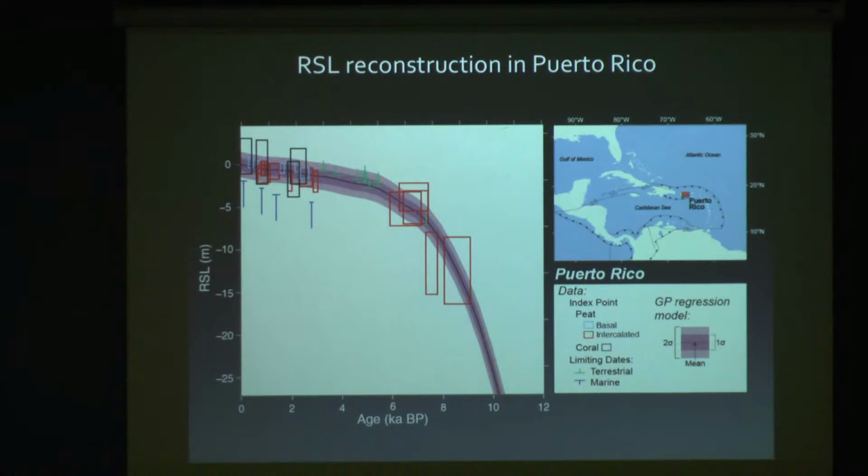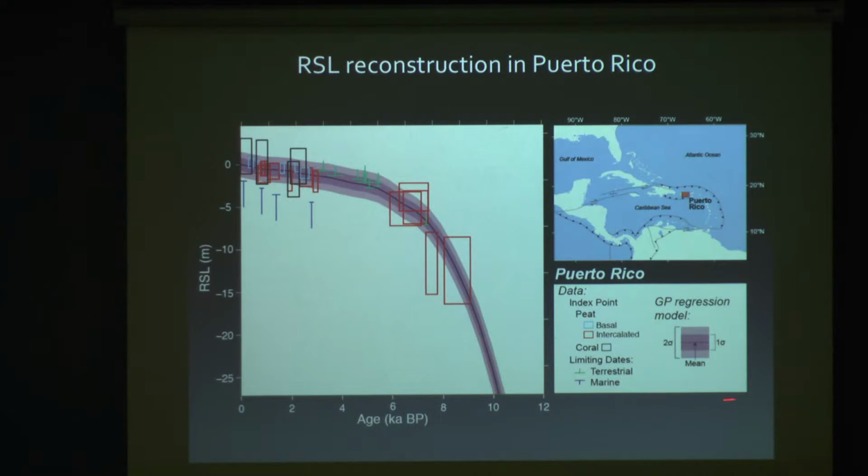So we've done this about 24 times, to produce 24 sea level index points for the island of Puerto Rico. To orient you in how I'm plotting this data, on the y-axis we have relative sea level, where 0 is present day level, and on the x-axis we have age, where 0 is present day, going back in time to 12,000 years. And then we've plotted our index points, where we have our intercalated index points in red, our basal index points in blue, and our coral index points plotted in black, and our freshwater and marine limiting data.